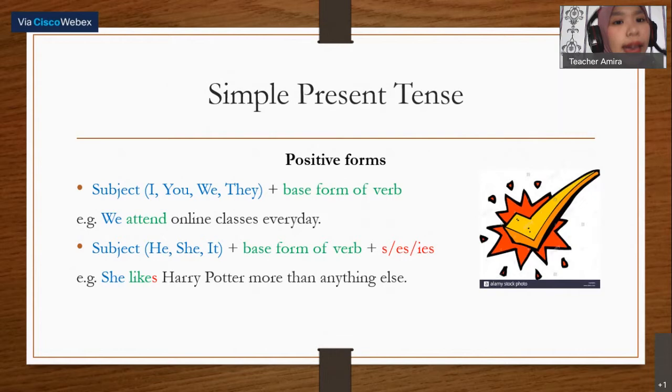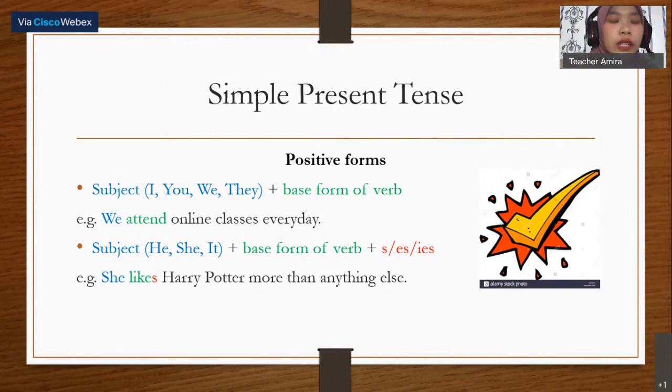So there should be no S, because if we have S for the subject, then we won't have S for the verb, right? If we have a singular subject, which has no S, then we will have S for the verb. Okay, understand? This is for simple present tense. I hope you understand and I hope you get it.